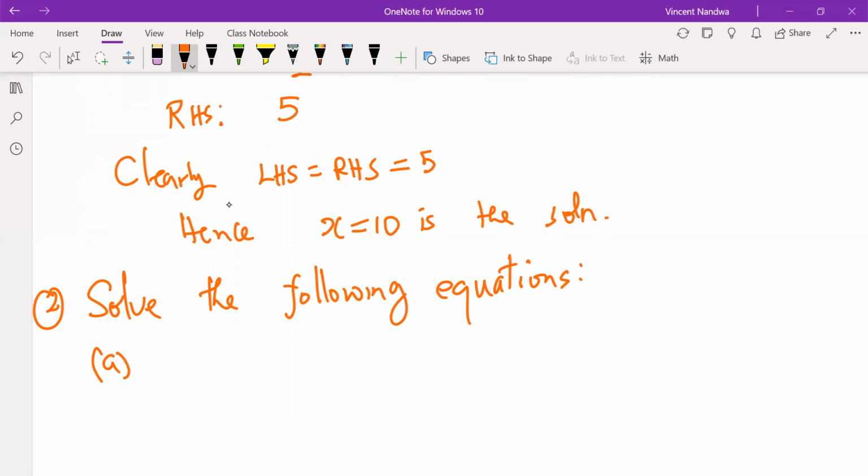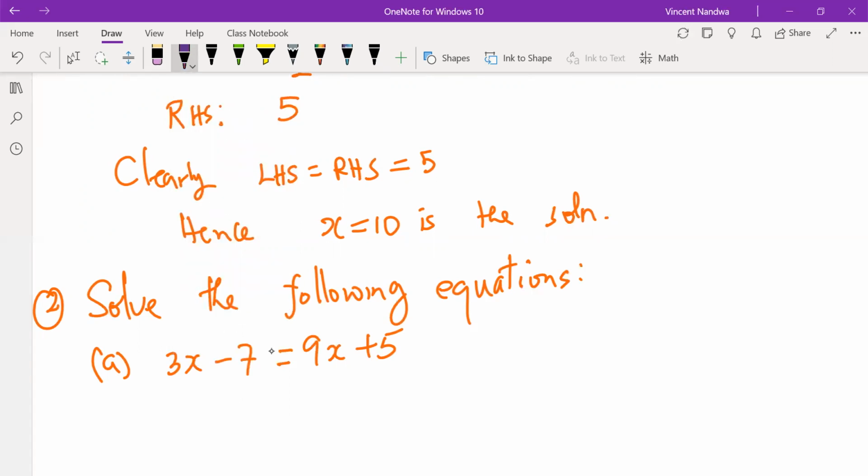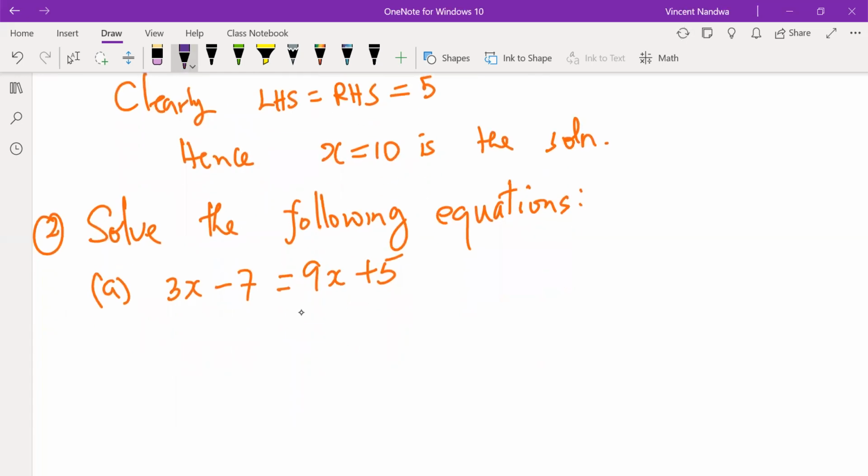So A, the equation is 3x minus 7 equals 9x plus 5. So first we collect like terms. So we'll say 3x, 9x crossing the equal sign will be minus, equals to 5. Now minus 7 will be plus 7.